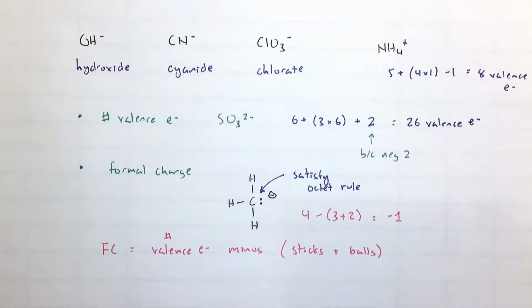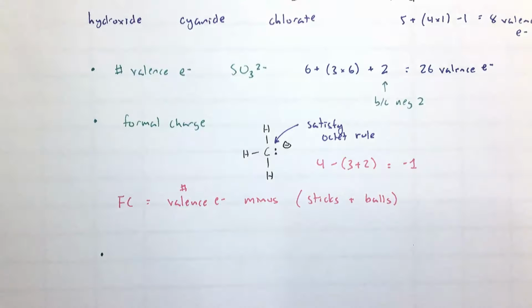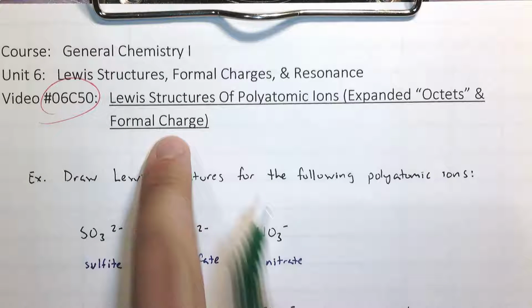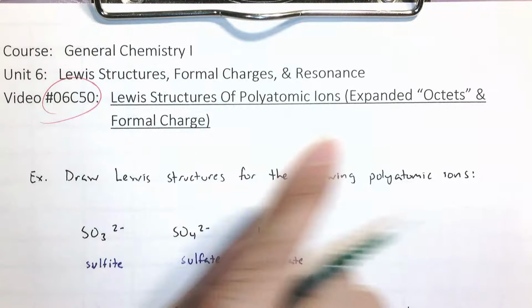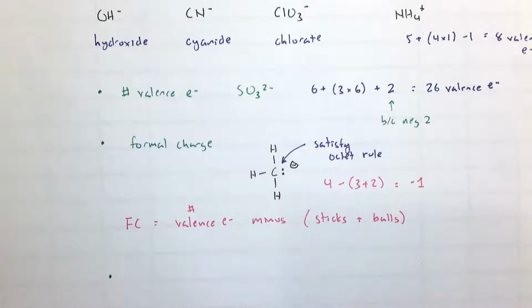Okay, 2 bullet points. Do I have a third? Oh, yes, I have a third. The third bullet point, we already talked a little bit about formal charge. The third bullet point is about this expanded octet. Okay, this is a kind of a weird one.